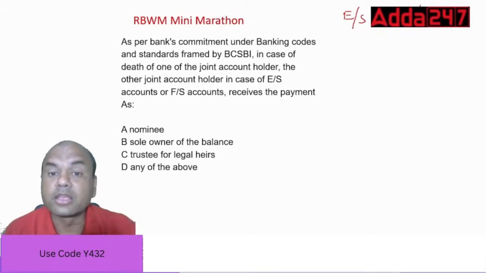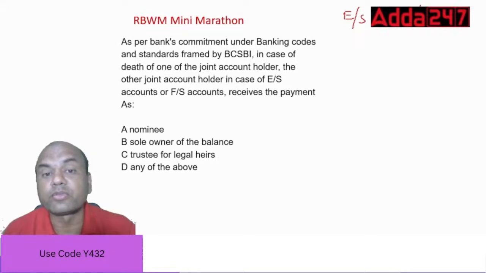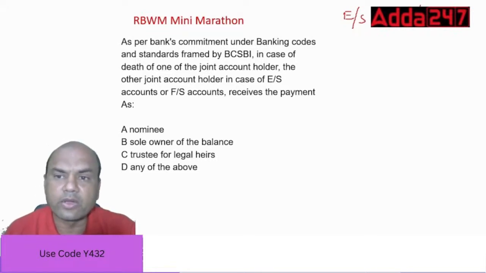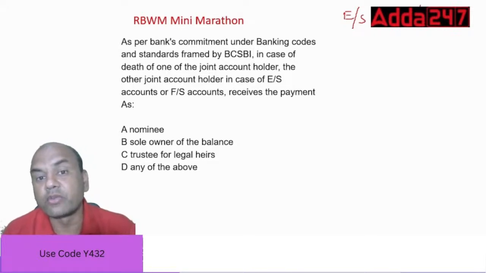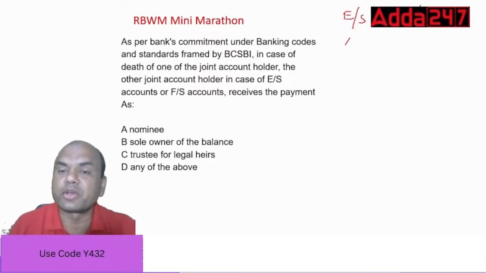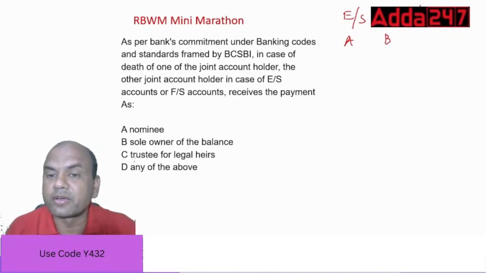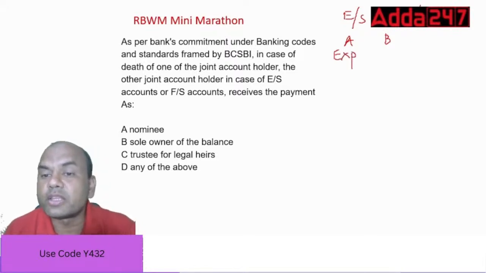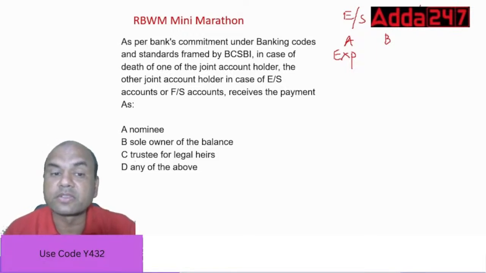Now the question is, in case of death of one of the joint holders. If two of them are there, either in ERS or in FRS, and one of them expires, what happens? See here, A and B have a joint account. If A has expired, how will B receive the funds? Will he or she receive the payment as a nominee?